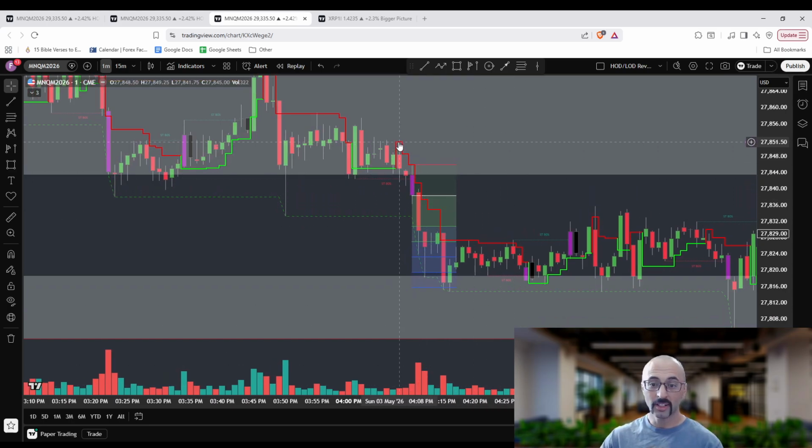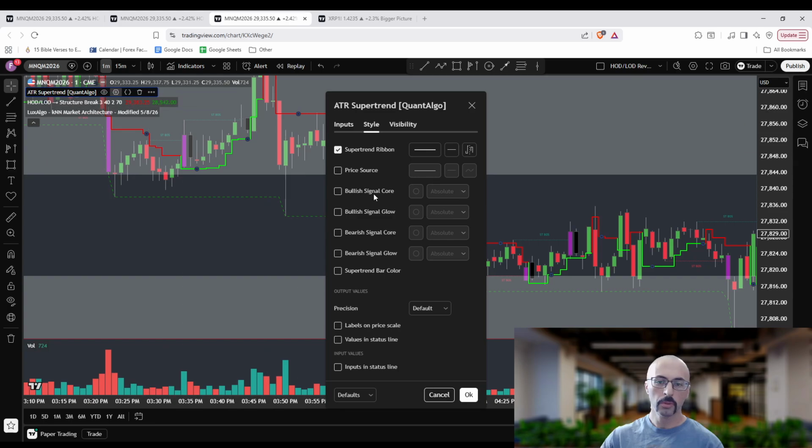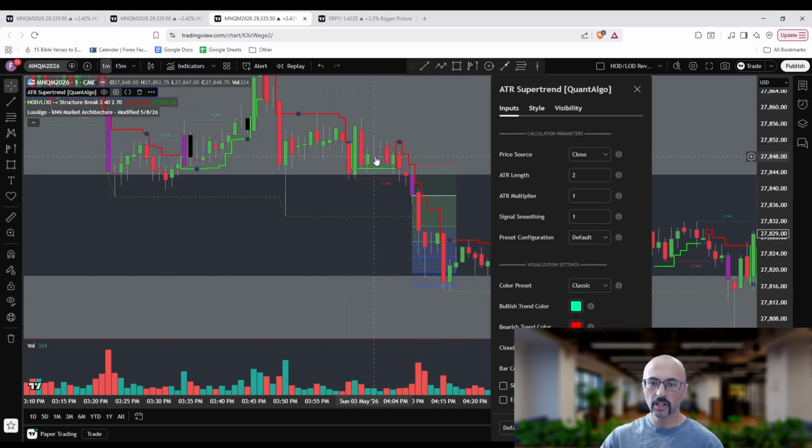I also have here an ATR super trend. This is by LuxAlgo. That's LuxAlgo and QuantAlgo. This is simply just set up to mark one ATR away from the candle. So that's where my stop's gonna go. Then everything is based on that.